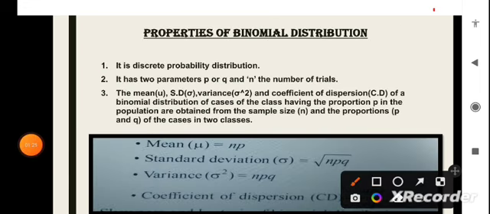Next, let's see the properties of binomial distribution. As earlier mentioned, it is a discrete probability distribution. There are two parameters, p or q and n. Here p and q are the probabilities of success or failure and n is the number of trials.